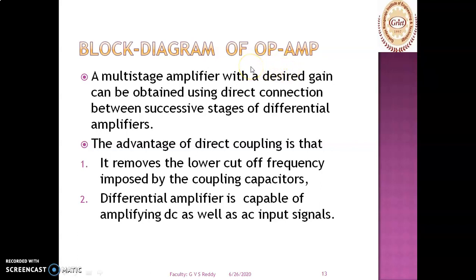So what is the purpose of a multi-stage amplifier? What is the specialty of a multi-stage amplifier? A multi-stage amplifier with a desired gain can be obtained using direct connection between successive stages of differential amplifiers. The advantage of direct coupling is that it removes the lower cutoff frequency imposed by the coupling capacitors. The differential amplifier is capable of amplifying DC as well as AC input signals due to this direct coupling.